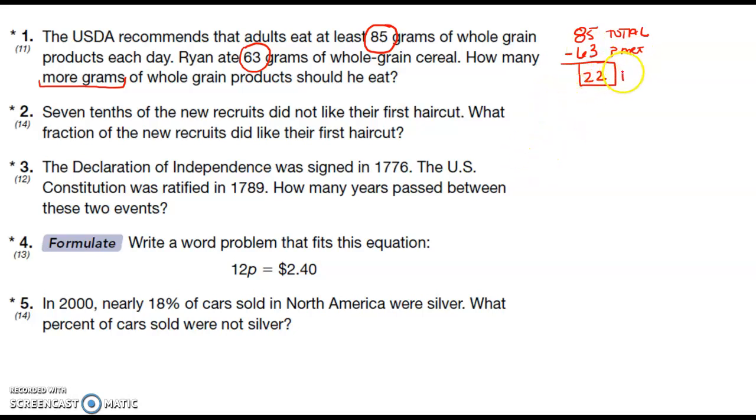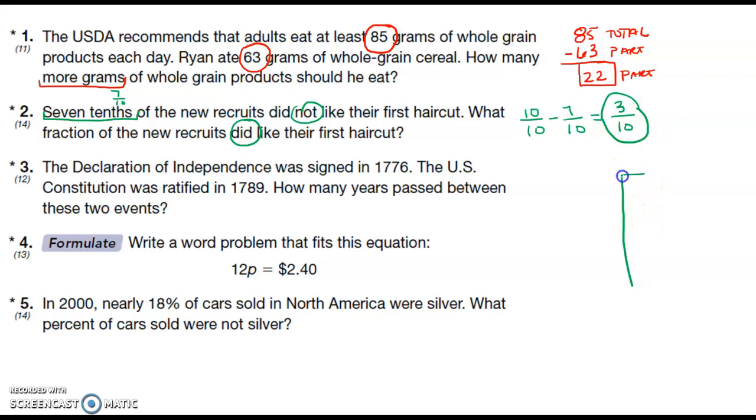Okay, so what we have is part, total, or whole, and that's what they mean by parts of a whole. Let me change colors here. Okay, 7/10 of the new recruits did not like their first haircut. What fraction did like their first haircut? There's a couple of ways to do this. You can say, if 10/10 is the total number of recruits, and I subtract the ones that did not like it, I'll get 3/10. So 3/10 of the recruits did like it.